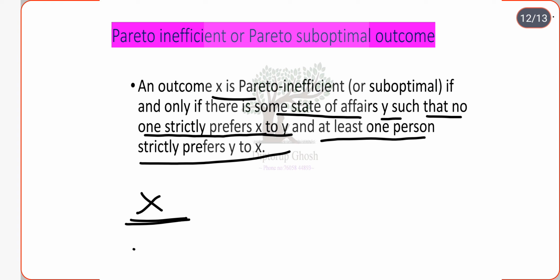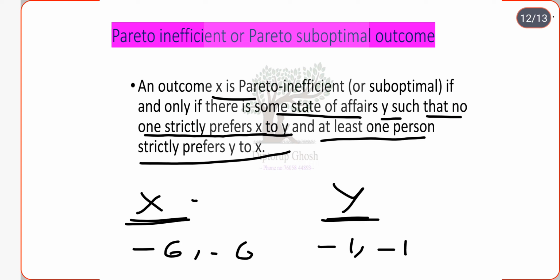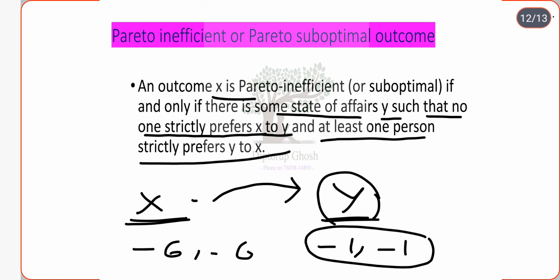If we go by the definition, we will understand x is Pareto inefficient. X is nothing but -6. Y is nothing but -1. So x is Pareto inefficient because there is an outcome y which is available and y is preferred over x. Anyone can prefer y over x because y is giving them lesser imprisonment.